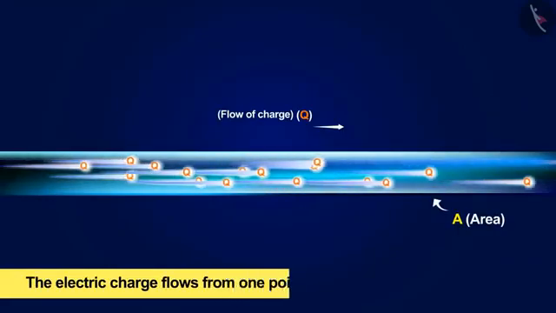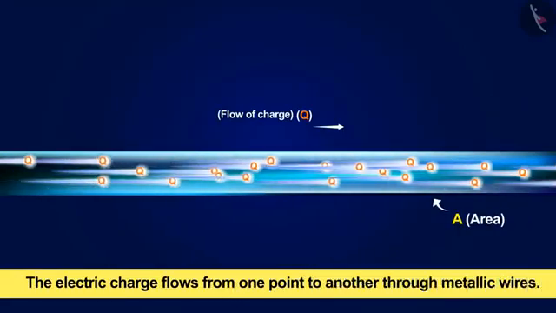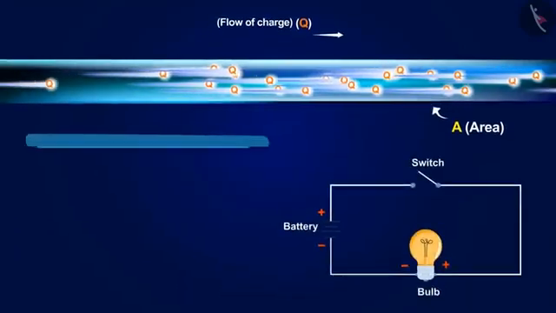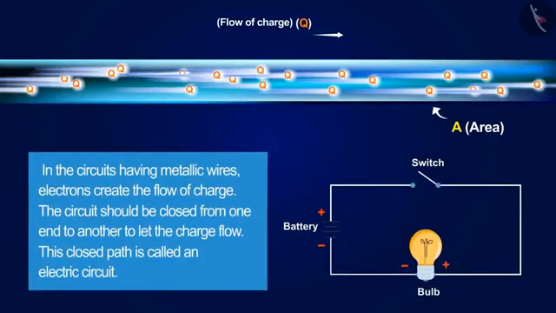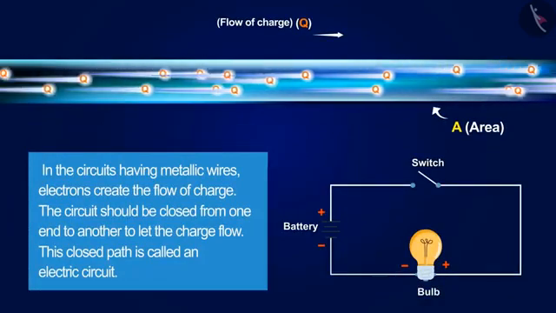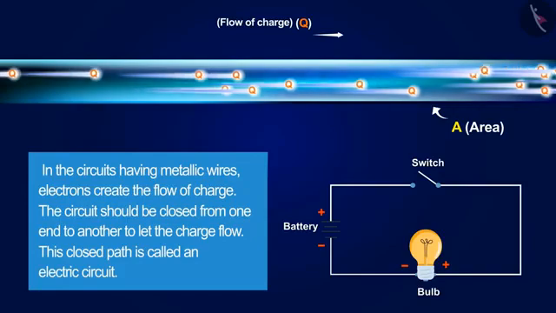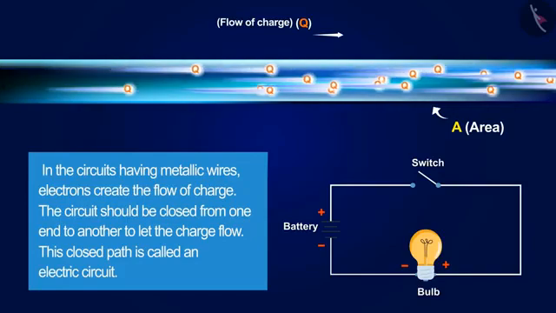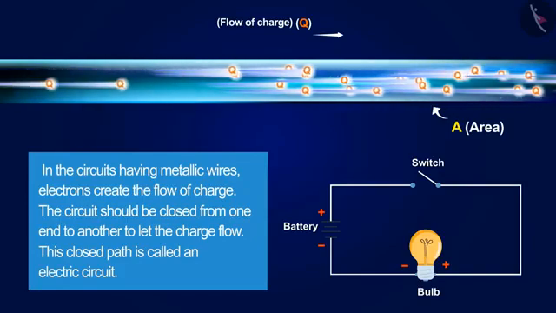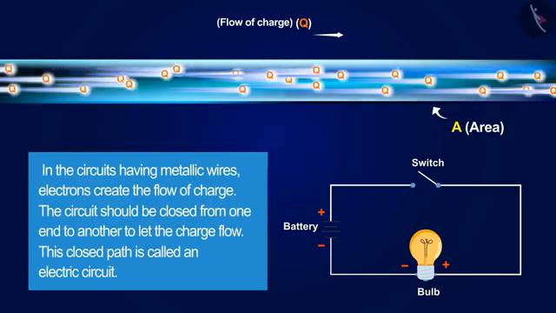The electric charge flows from one point to another through metallic wires. In circuits having metallic wires, electrons create the flow of charge. The circuit should be closed from one end to another to let the charge flow. This closed path is called an electric circuit.